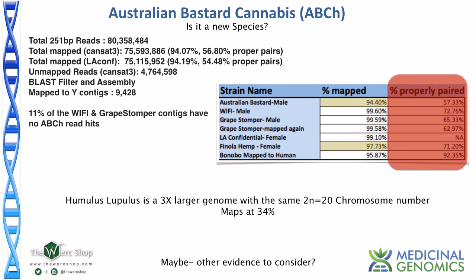We did play around with hops a little bit, but hops is 3 times as large with the same chromosome number, and that became a little bit more difficult to interpret. It's only mapping at 34% there.